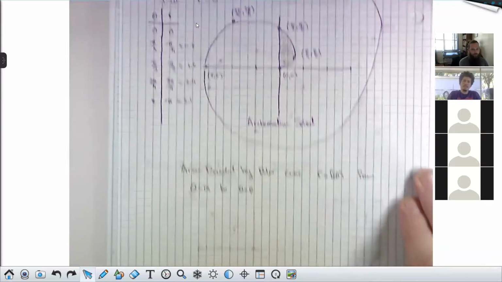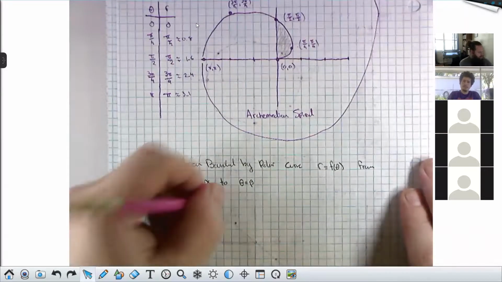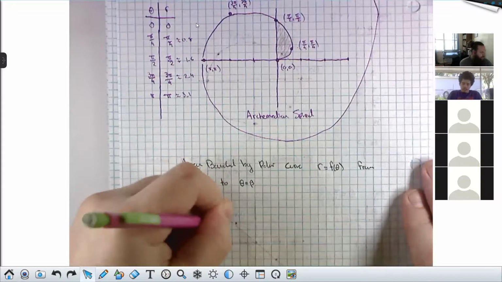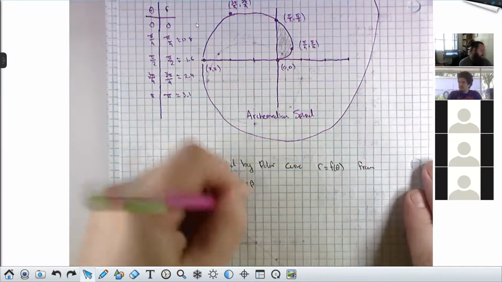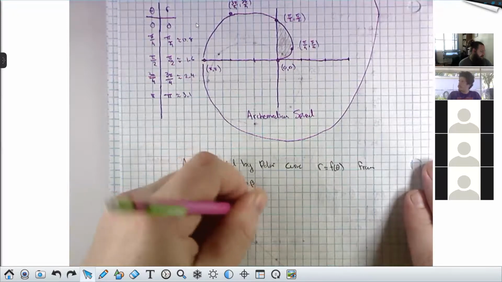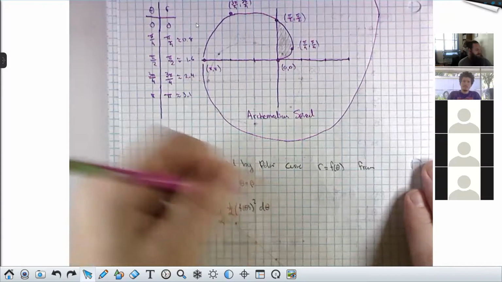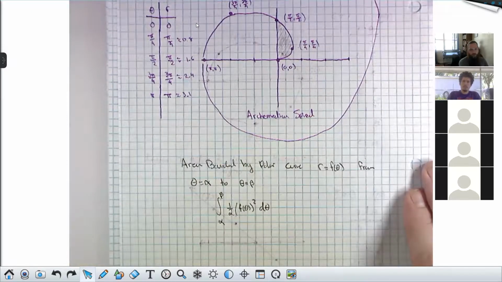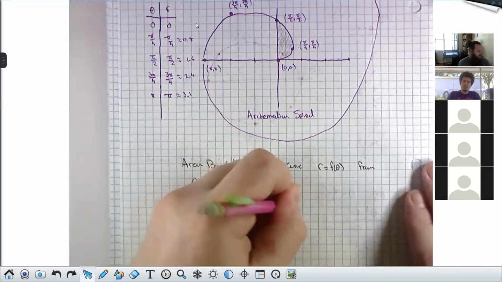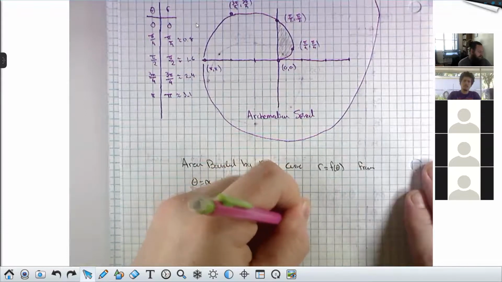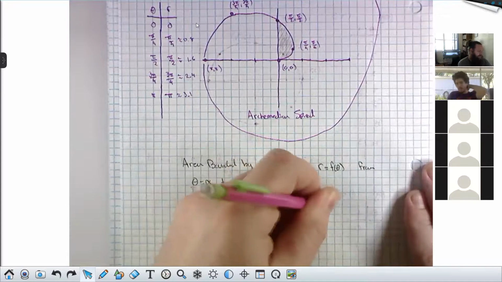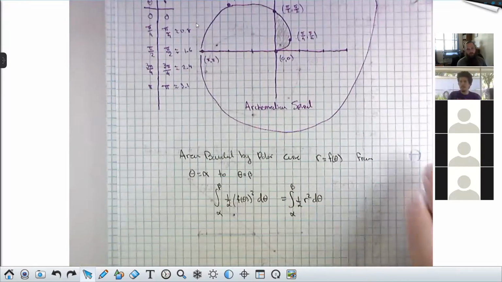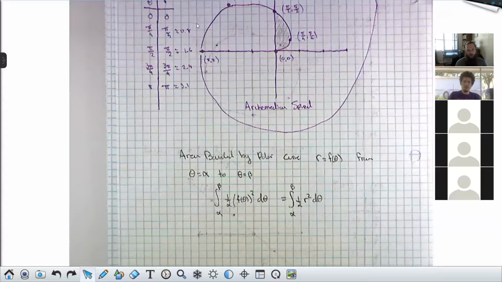I'll include the derivation of this in the lecture. We integrate from alpha to beta 1/2 of f of theta squared d theta. You can write this more succinctly as the integral from alpha to beta of 1/2 r squared d theta. Either formula is a fine way to remember it. I prefer the second one, but either one is okay.